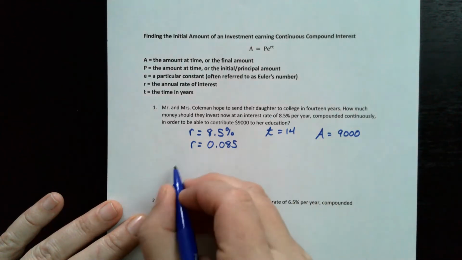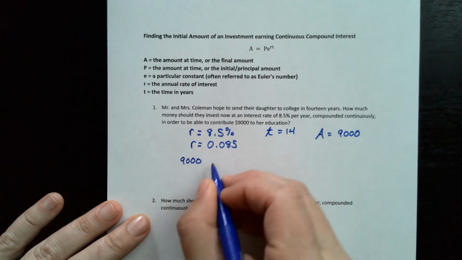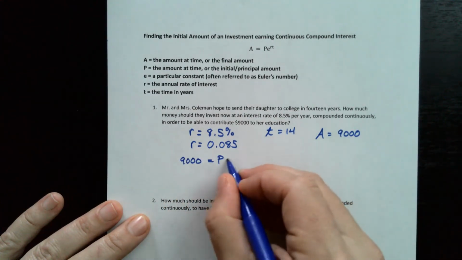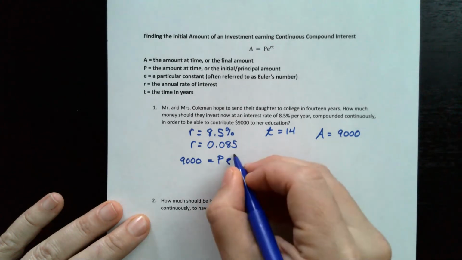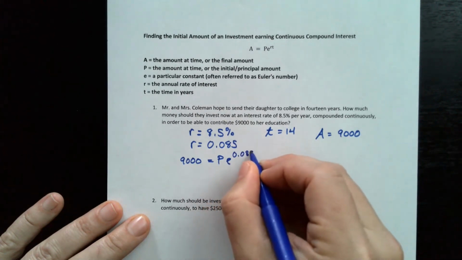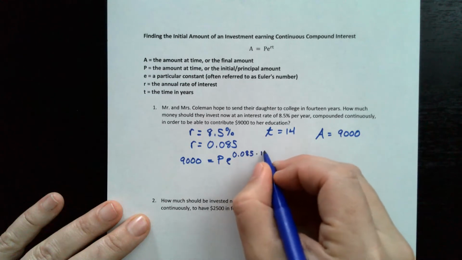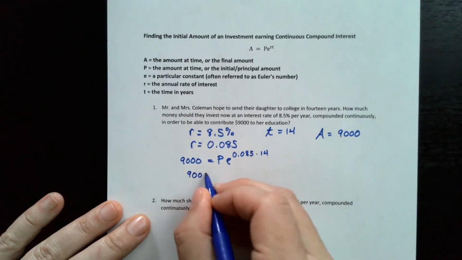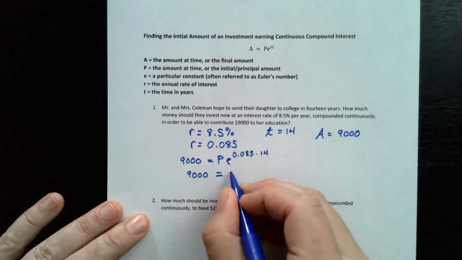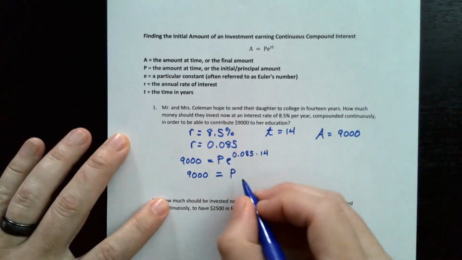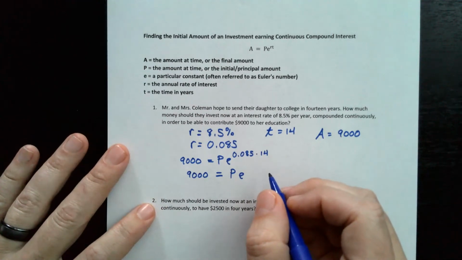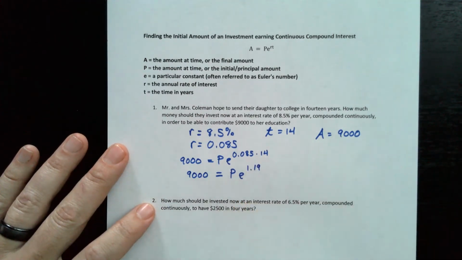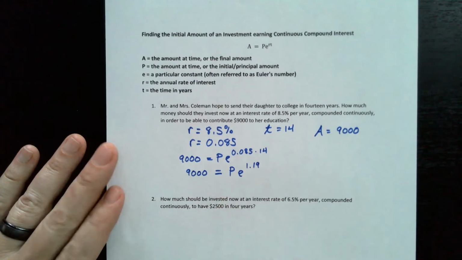Okay. So we get 9,000 in place of A equals P, that's unknown, times e to the r, which is 0.085, times 14, which is your time. Okay, so that will give you 9,000 equals P times e to the 1.19. Okay, so e to the 1.19 is a number.